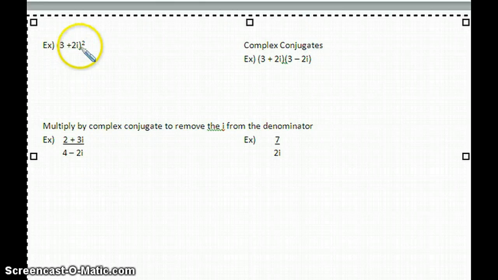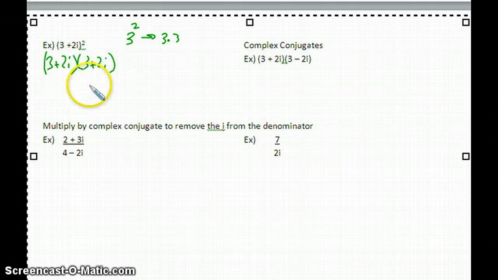If we have a complex number that we're squaring, remember when we square a number, for example, 3 squared, that's really the same as 3 times 3. Well, for this problem, this is really the same as 3 plus 2i times 3 plus 2i. You have to FOIL this. Don't make the mistake of just trying to square each of the terms. So when I FOIL, I'm going to get 9 plus 6i plus 6i plus 4i squared.